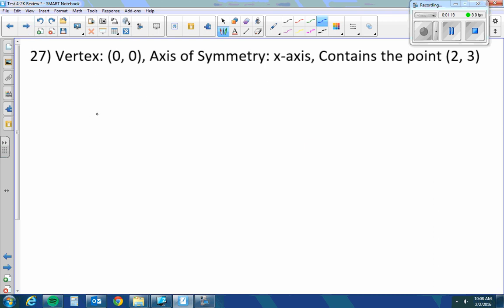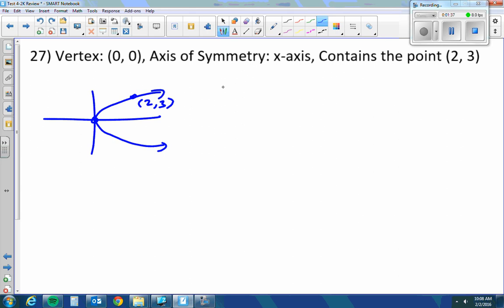Look at 27. I want to do that one real quick. Once you make a sketch, you have the vertex at the origin. It turns out the axis of symmetry is the x-axis, so it's horizontal, and it contains the point (2, 3), which tells you the parabola opens to the right, not the left.